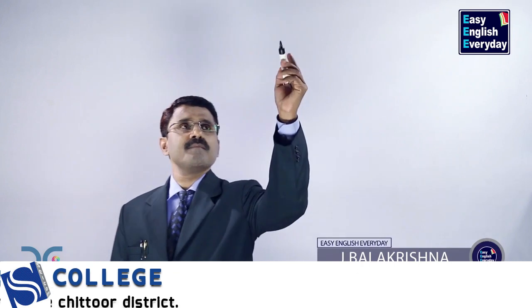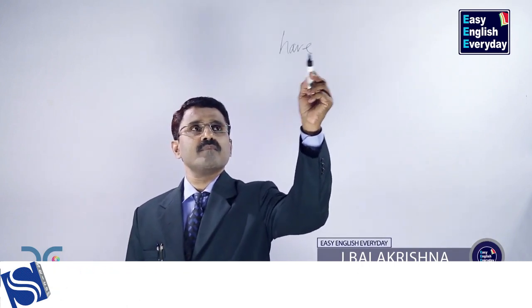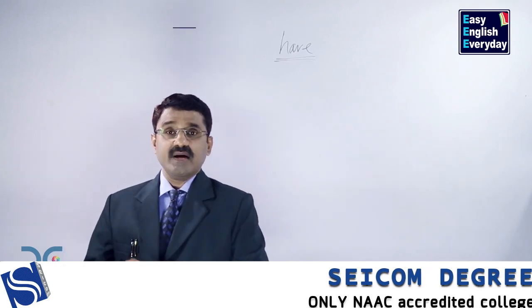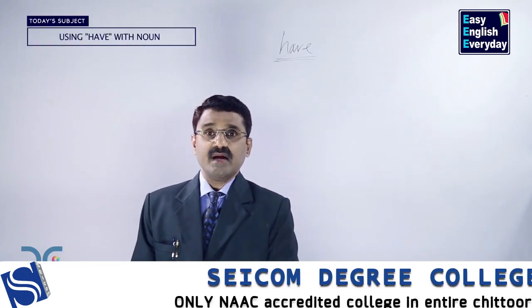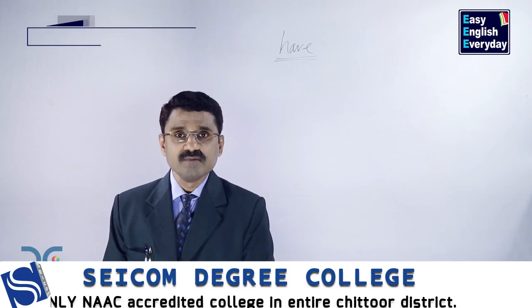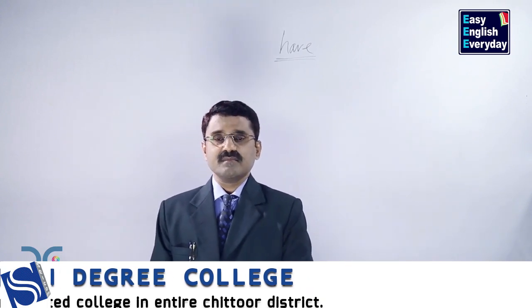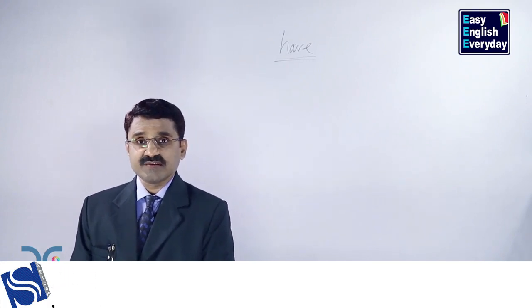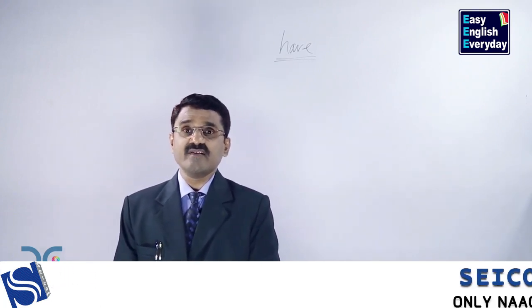Now let us discuss the detailed uses of have. I have a car. I have a flat. I have gold. I have silver. I have platinum. I have islands. I have flats. I have buildings. I have friends. I have books.